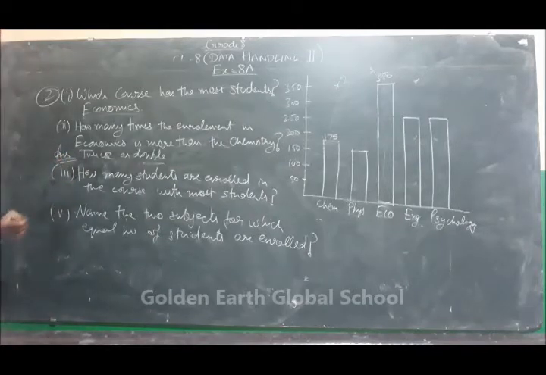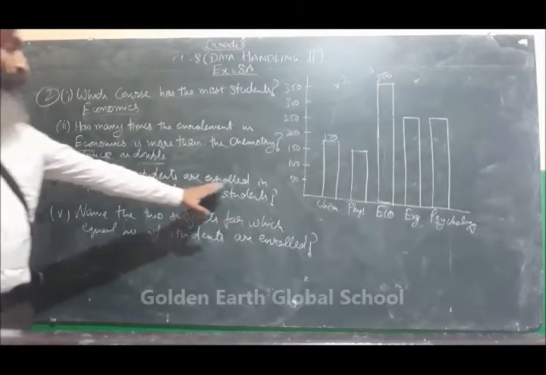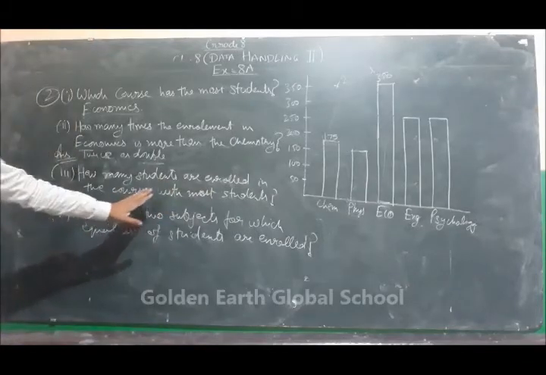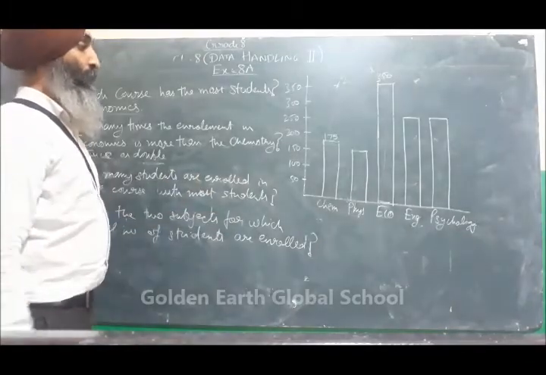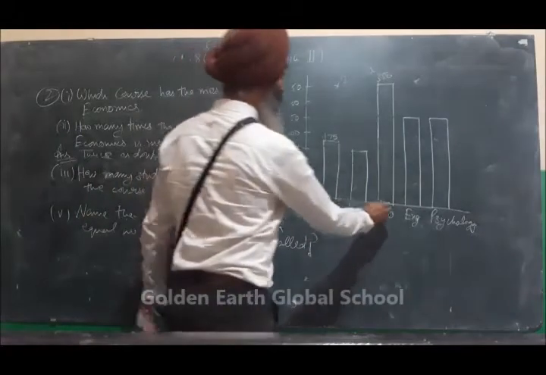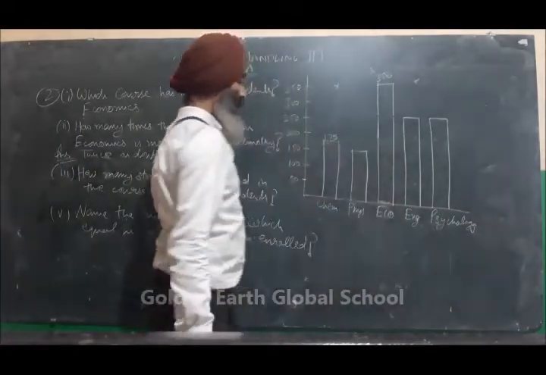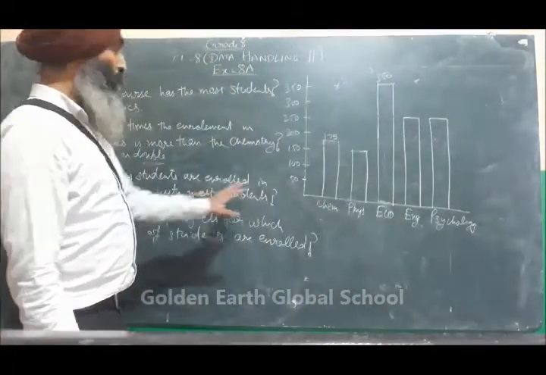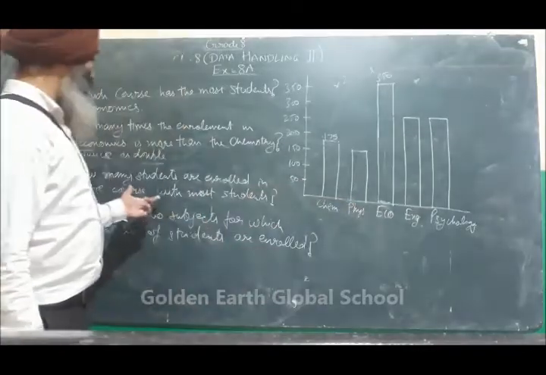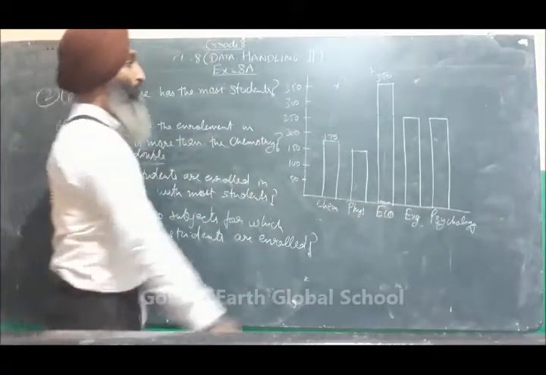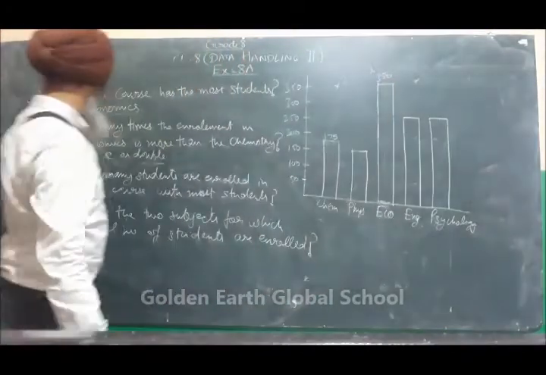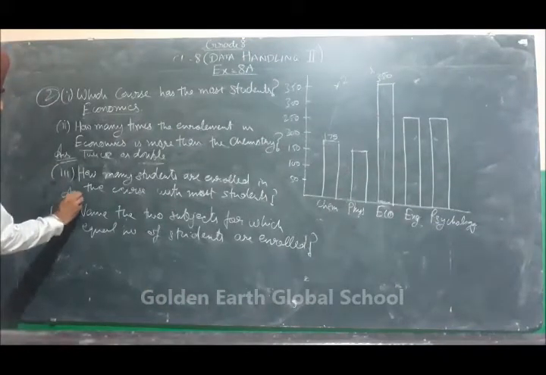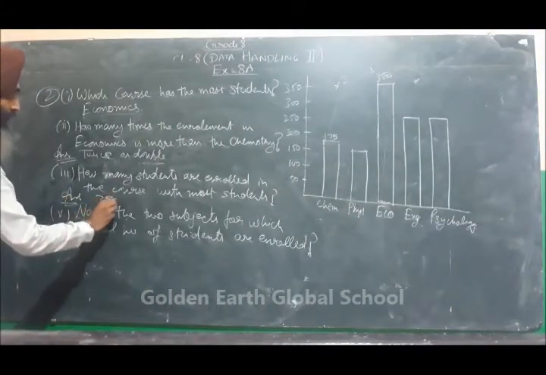And the third question is how many students are enrolled in the course with the most students? As you have already done this, that economics course has the most number of students, but it is talking about the number of students. So how many numbers are there? There are 350 students. So the answer of the third part is 350.